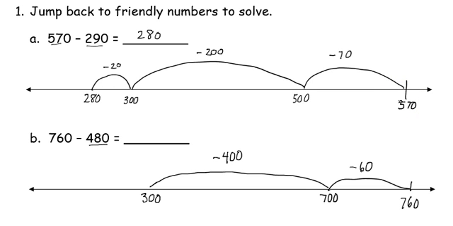So far I've subtracted 460. I need to subtract 20 more to get me to that 480. So I'm at 300 and I jump back 20. And that puts me at 280. 760 minus 480 is 280.